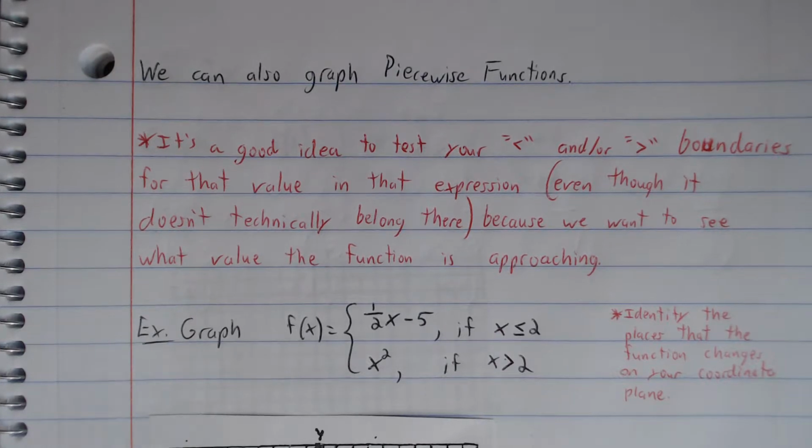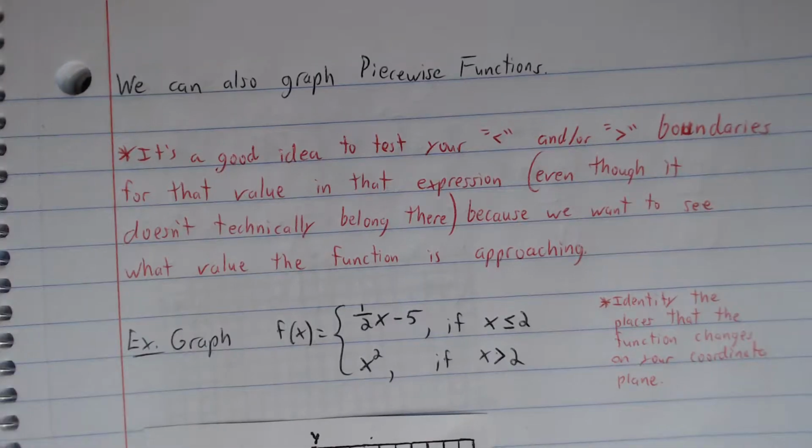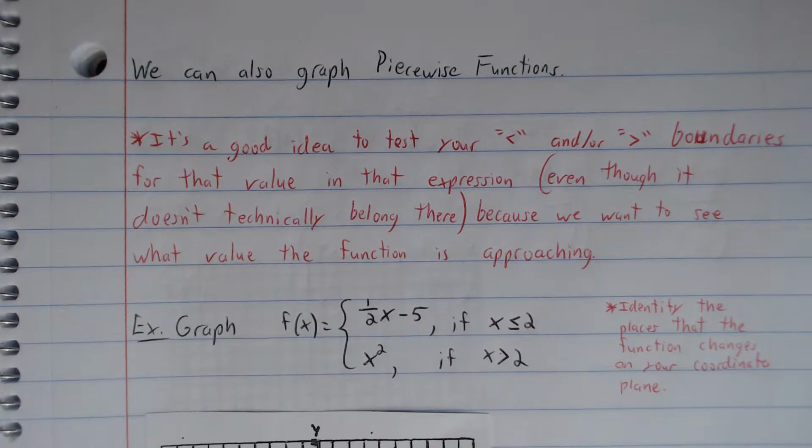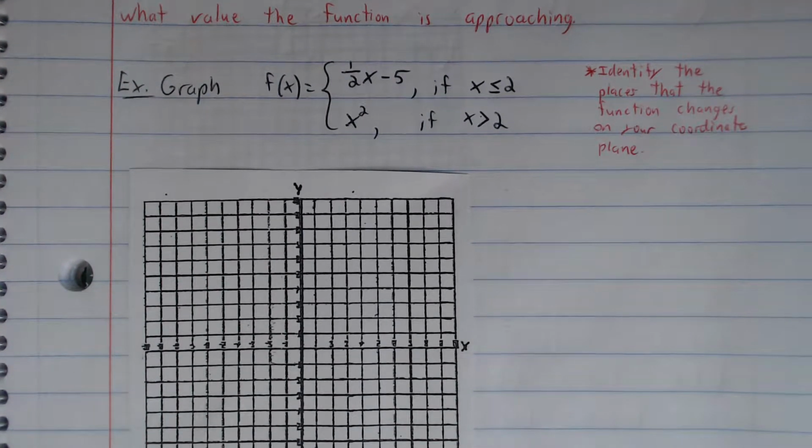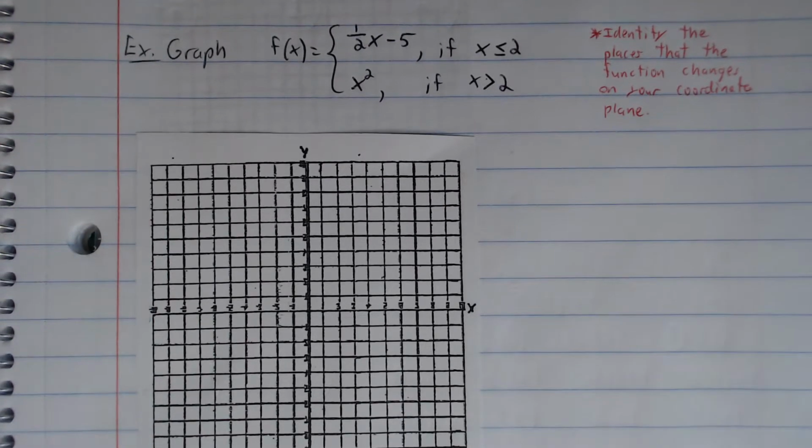So we're going to have an open circle and closed circle at some point on our graph to show where the piecewise function approaches. Okay, and you'll notice I also have a little bit of a note on how we can do that easily. We're going to identify the places where the function should change on the plane first, before we even graph. Okay, so what do I mean by that?